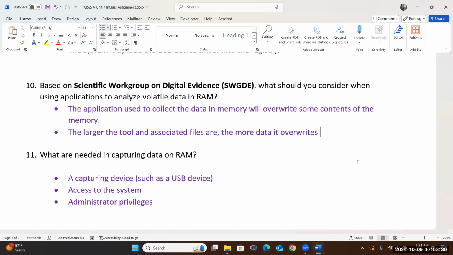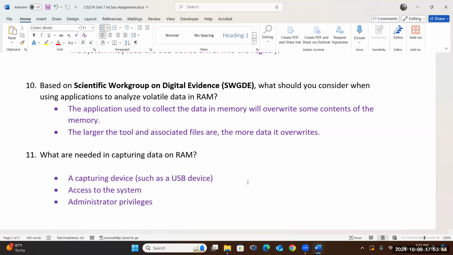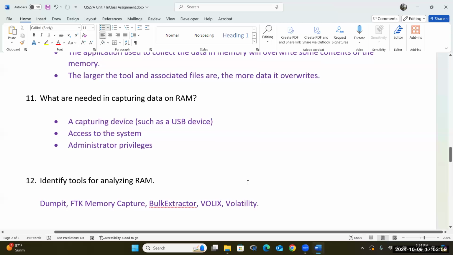And when you're working, even with an analysis application, you have to have administrator or the highest privilege. So administrator privilege. Those are the few things: access, admin privilege, and then the storage device that you need to store the capture.